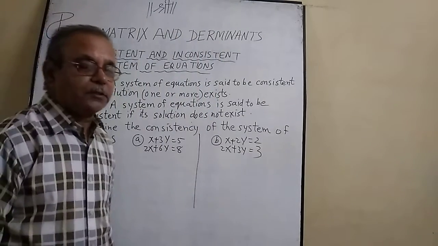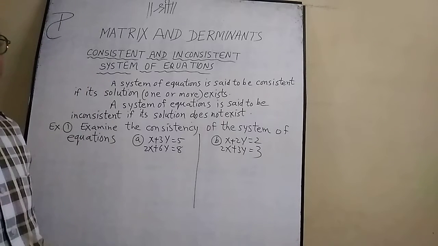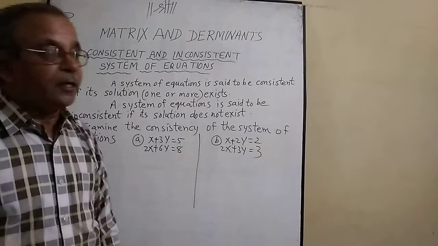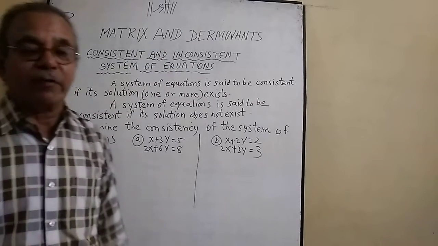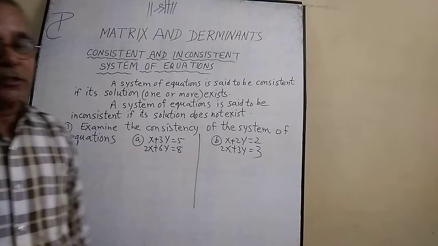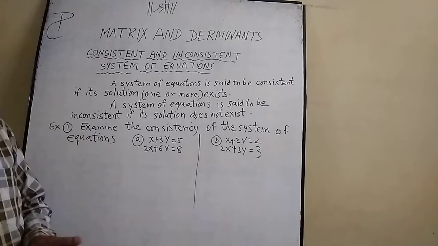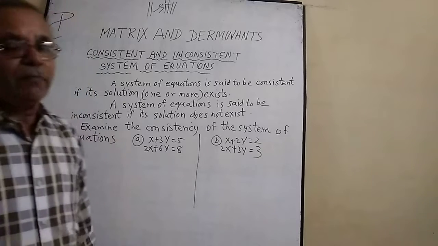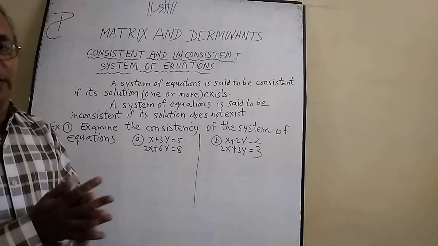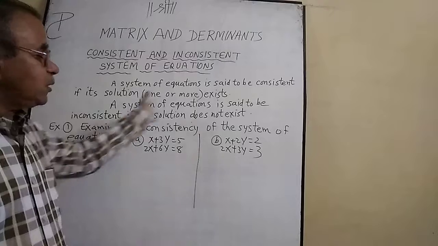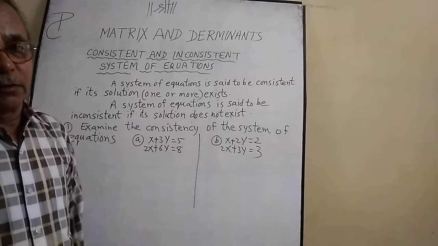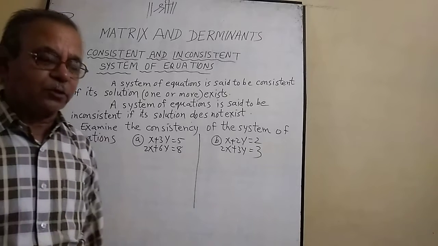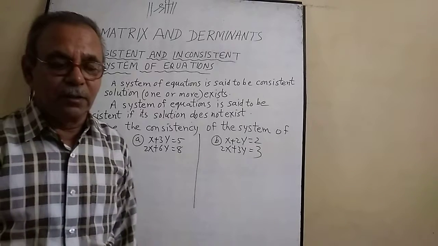Today we discuss the matrix and determinants applications, both consistent and inconsistent systems of equations. A consistent system means the equations have at least one solution. That means a solution must be present, and in an inconsistent system there will be no solution. So in that case, it may be an infinite solution or no solution, whatever the condition.